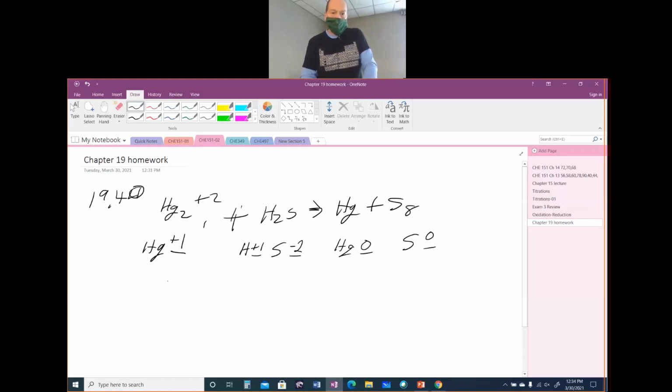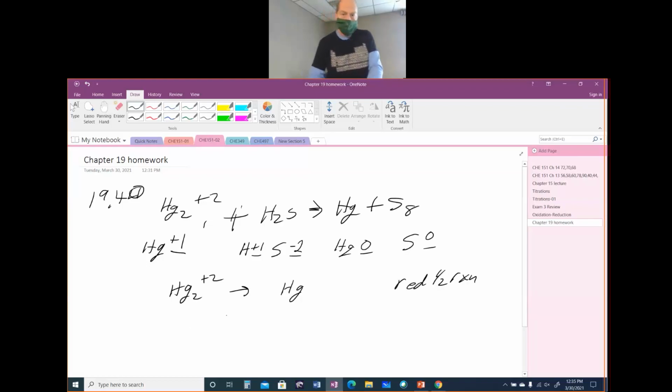All right, so we will break into 2 half reactions. We see that our Hg2 plus 2 is going to go to Hg. All right, and our plus 1 is reduced to 0. So this is the reduction half reaction. All right, and so then our H2S is going to S8, and that is our oxidation. It increased oxidation number from minus 2 to 0. So this is your oxidation half reaction.